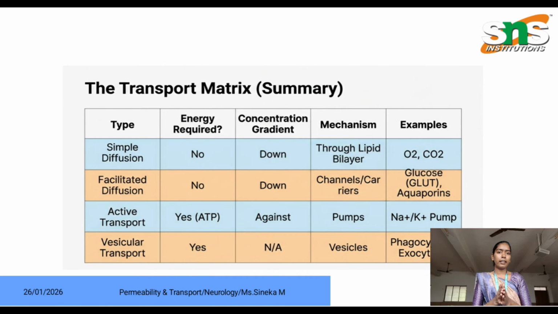The transport matrix summary. Simple diffusion does not need any energy. Facilitated diffusion also does not need any energy, but active transport needs energy to move the substances, and vesicular transport also needs energy to move the substances. Active transport and vesicular transport pass the molecules from lower concentration to higher concentration, so obviously they need energy to move the molecules inside the cell. Vesicular transport moves the larger molecules, so it needs the energy.